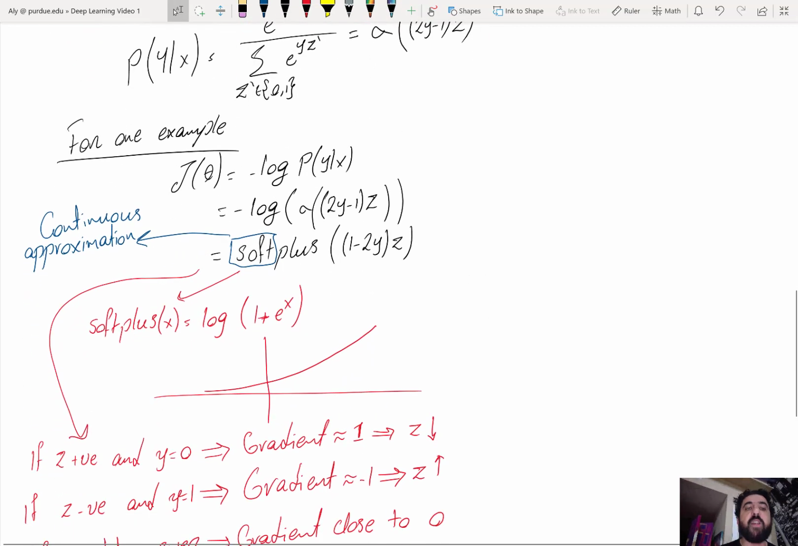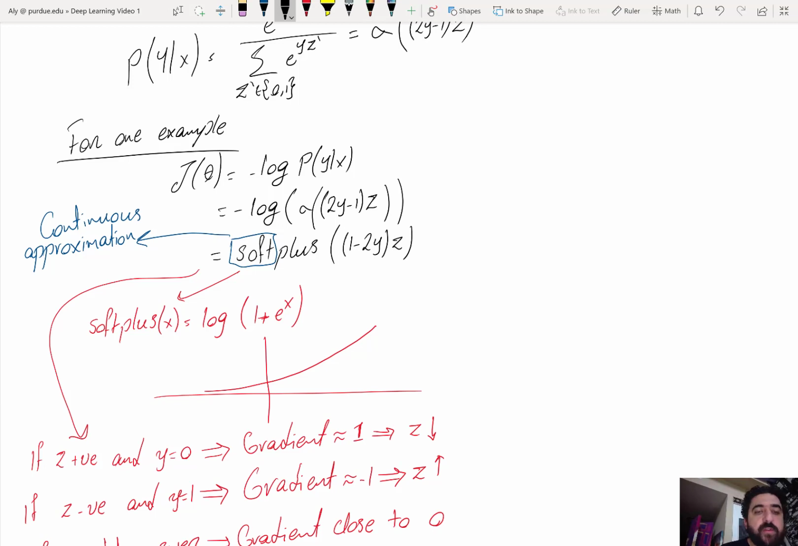So when processing one example, here I have small x to represent one realization of x. The cost corresponding to that example will be equal to minus log of p of y given x. And we said that we are estimating this by sigma of (2y minus 1) times z. Now this value here equals what's called softplus of (1 minus 2y) times z. And softplus of x is log of 1 plus e to the x.